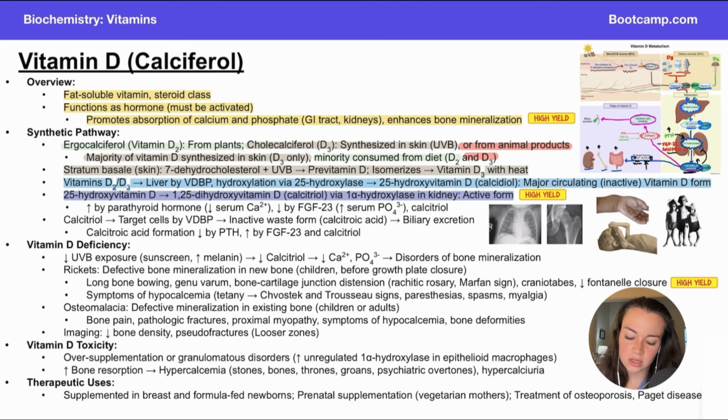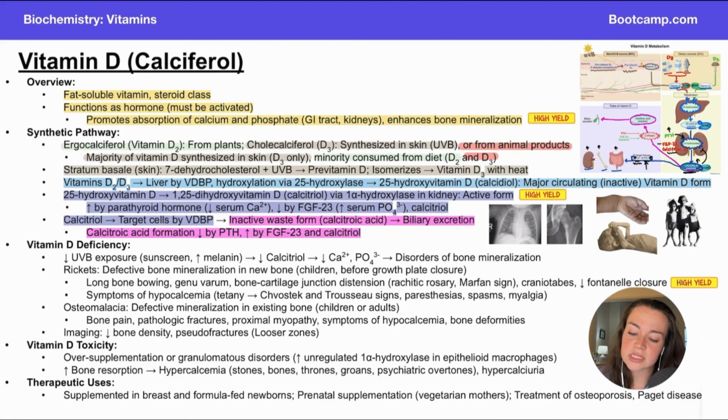So back to the outline, that 1-alpha-hydroxylase activity is going to be increased by parathyroid hormone, right, which is released when there is low serum calcium, and it will be decreased by FGF23, which is released when there is high serum phosphate. And then that calcitriol will also downregulate that 1-alpha-hydroxylase in a negative feedback loop. That calcitriol could go to target cells, be carried there by the vitamin D binding protein, and then whenever we're done with that calcitriol, it will be converted into the inactive waste form, calcitroic acid, and be excreted by the biliary system. And the formation of calcitroic acid, that waste form, is decreased by parathyroid hormone and increased by FGF23 and calcitriol, like we just discussed.